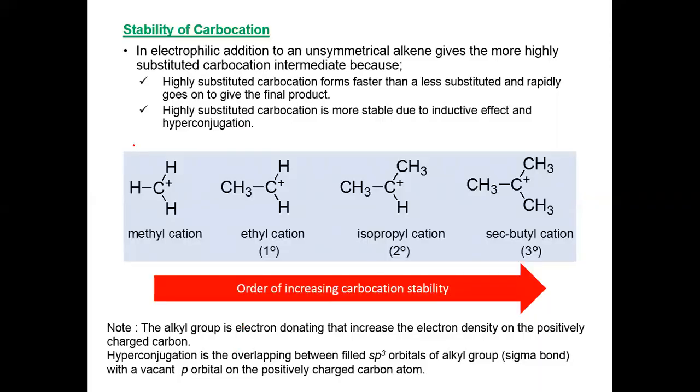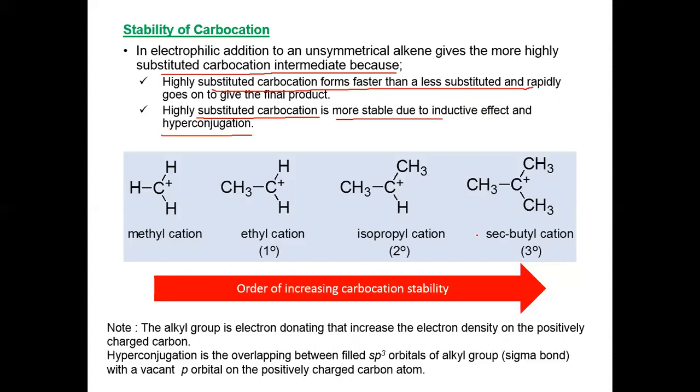Okay, stability of carbocation. So how do you know which product will be the major product and which will be the minor product? In electrophilic addition to an unsymmetrical alkene, the more highly substituted carbocation intermediate is formed, because a highly substituted carbocation forms faster than a less substituted one and rapidly goes on to give the final product. A highly substituted carbocation is more stable due to inductive effect and hyperconjugation.